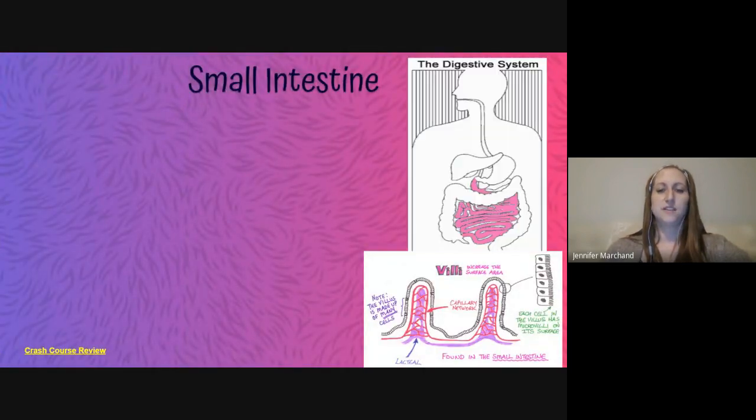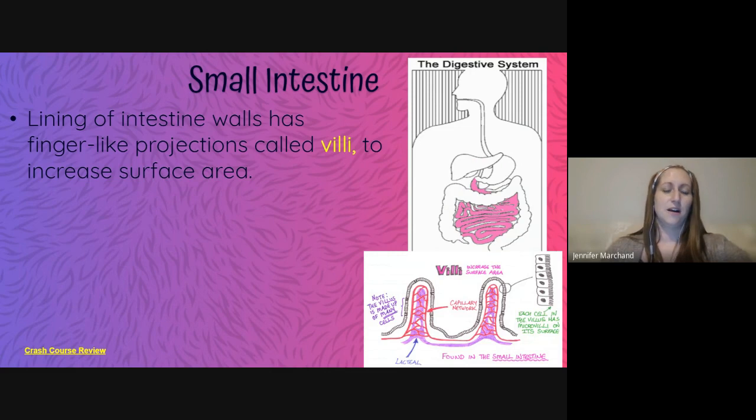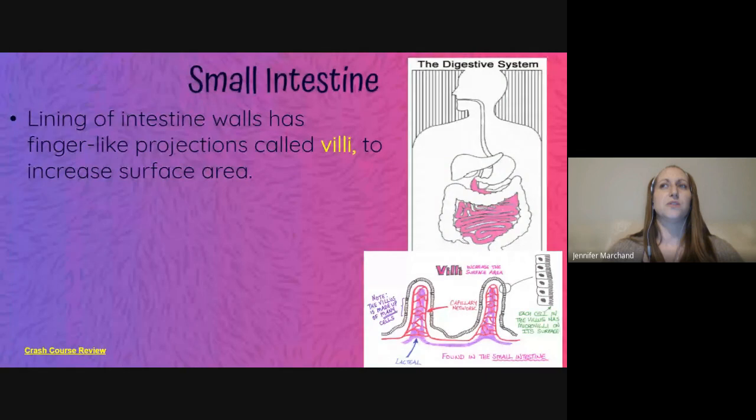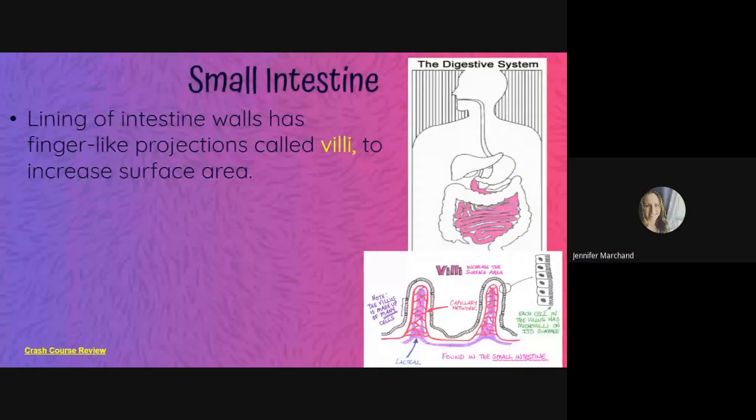Next, you have the small intestines. The lining of the small intestines has finger-like projections called villi, and they help increase the surface area. And when they increase the surface area, that means they're also increasing absorption of food and materials. The villi are also covered in microvilli, so again, even more increase in surface area and food absorption. I'm going to go back to the small intestines for a minute.